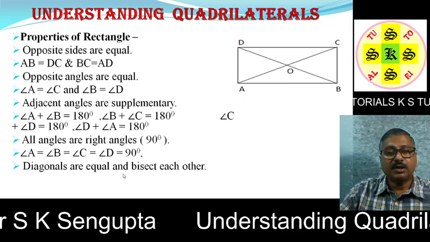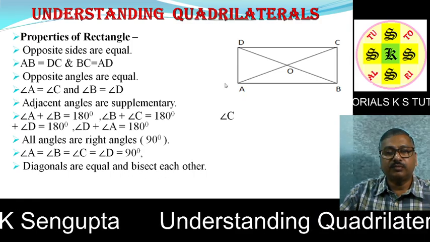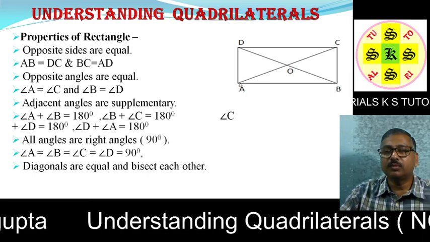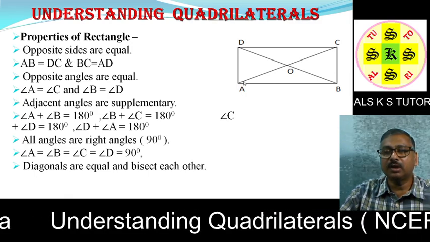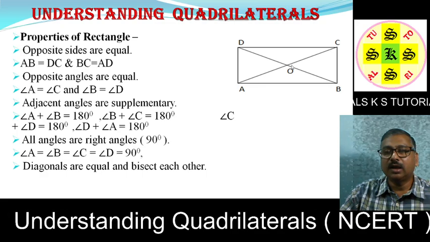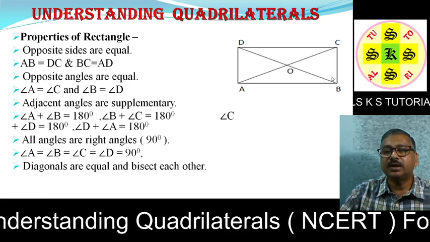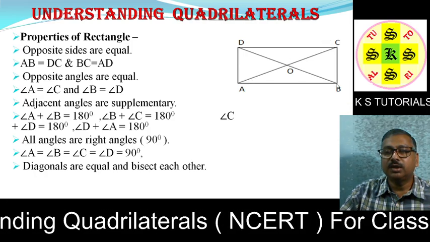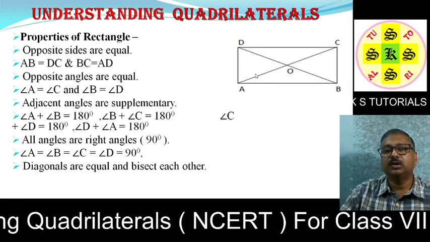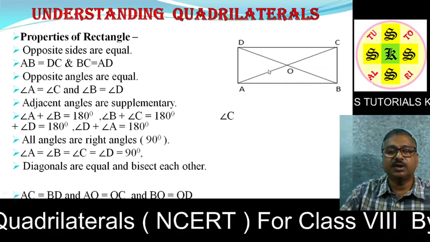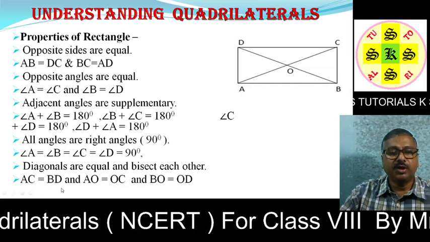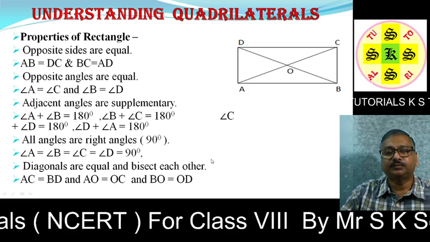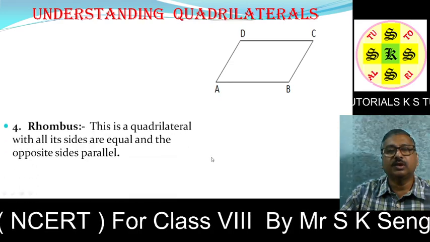And diagonals are equal and bisect each other. In a parallelogram we have only bisect each other, but here equal also. Equal means here AC equals BD. Whatever the length of AC and BD, if AC is 8 centimeters, BD is also 8 centimeters, and AO equals OC equals BO equals OD, all half of AC, that is 4 centimeters. So AC equals BD as well as AO equals OC and BO equals OD, all four parts equal.